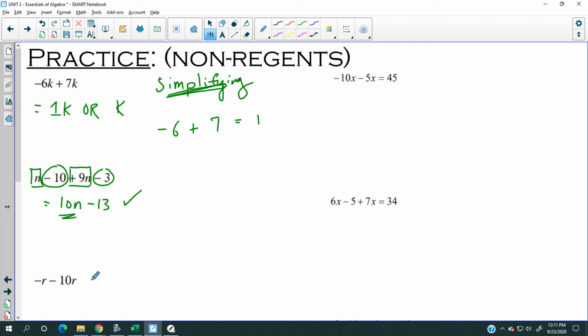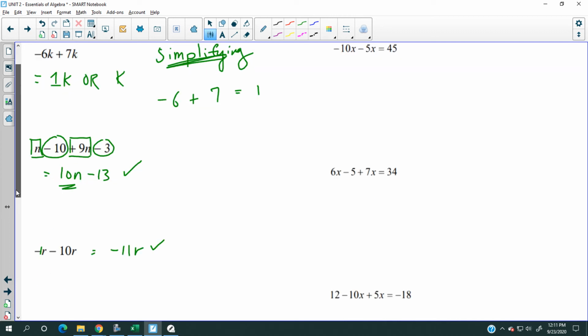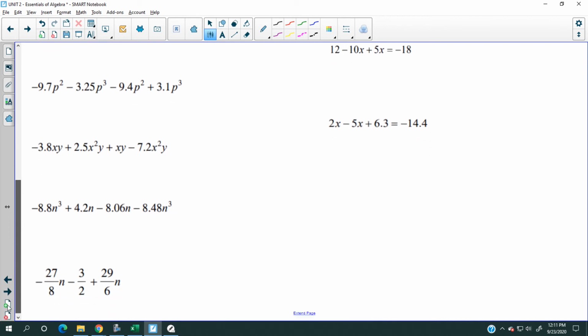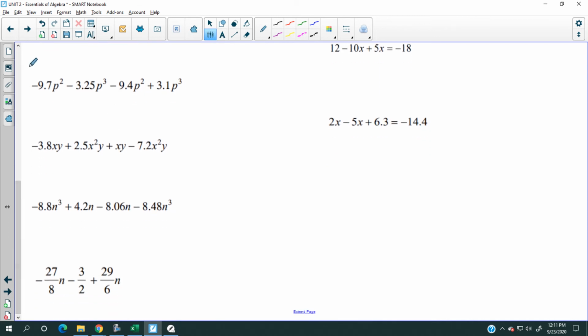Same here. These 2 are in the same family, so what's negative r minus 10r? How many r's are there now? Negative 11r, because that's a 1. Remember the invisible 1? Oh man, let's try these. I'm only going to pick 2. Let's try this one. I'm going to have my calculator ready. If you want to try, we can try these 2 in class.